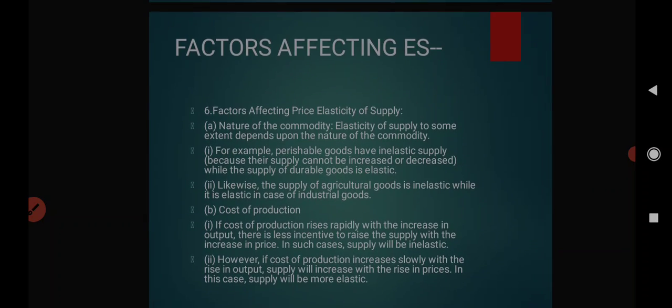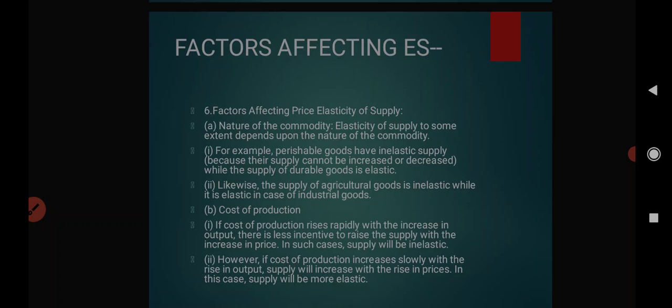Factors affecting elasticity of supply. First is nature of the commodity. Elasticity of supply to some extent depends upon the nature of the commodity. There are three kinds of goods: perishable goods, durable goods, and semi-durable goods. In case of perishable goods, the supply is perfectly inelastic. In case of semi-durable goods or agricultural products, the supply is totally inelastic.